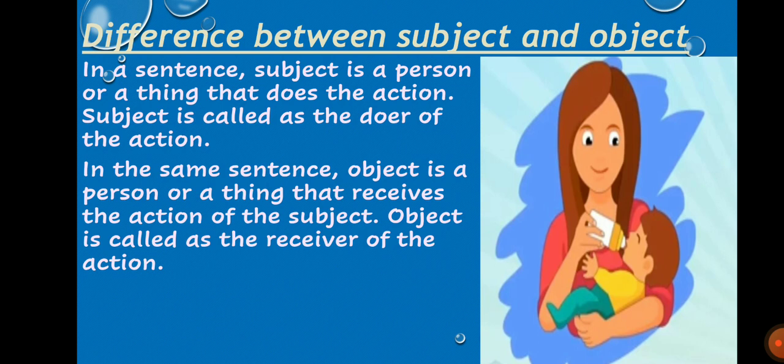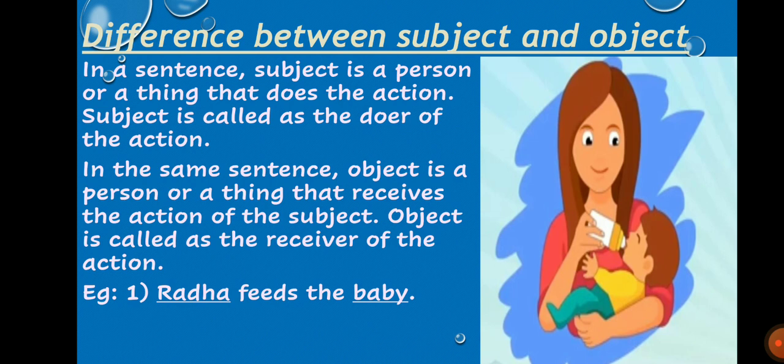In the previous slide, we studied about object also. Now, in one sentence, how we should find a subject and an object, we will study with the help of the examples. So, first example is Radha feeds the baby. So here, who is performing the action? First, we have to identify the action. What is the action given over here? Feeds. So who is performing the action? Radha. So hence, Radha is the subject as she is doing the action of feeding.